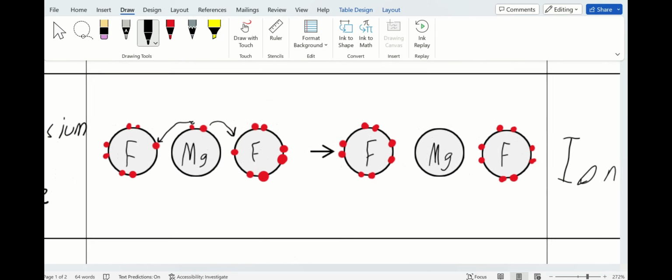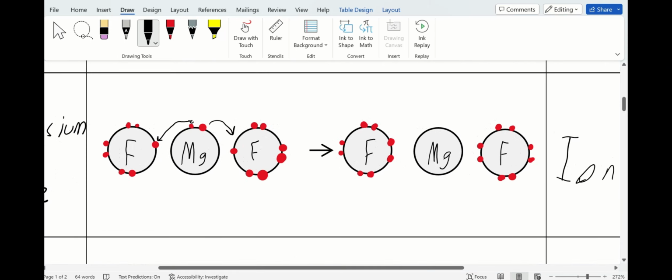While not required, it really helps your case, especially whenever you do these ionic drawings, to then go ahead and include what the charge is.